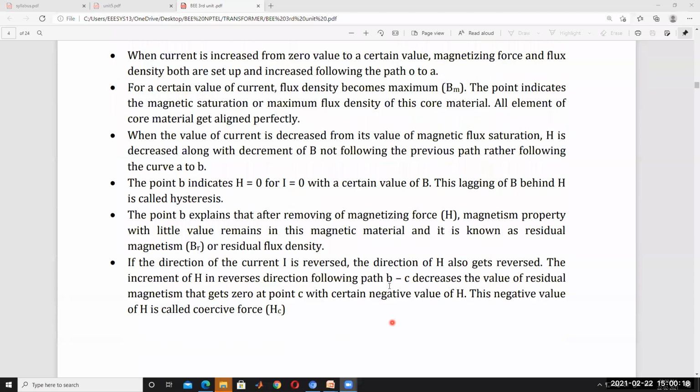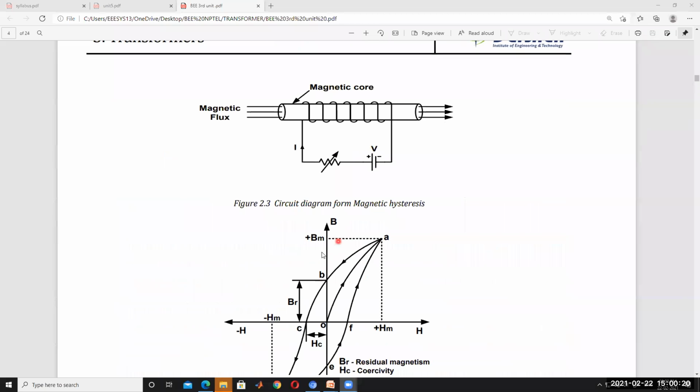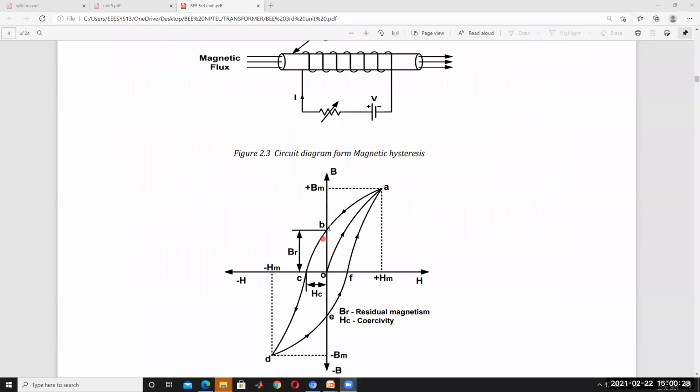So what is the region here? B to C. If you want to decrease the magnetic flux density B to 0, some force is required, that is the magnetic field intensity H. So the region 0 to C is called the coercive force. If you want to reduce the magnetic flux density Bm to 0, we require some external force in the opposite direction. That is called HC, the coercive force.